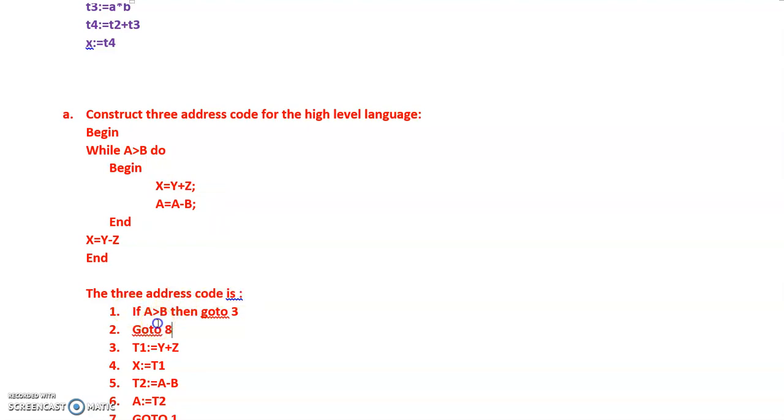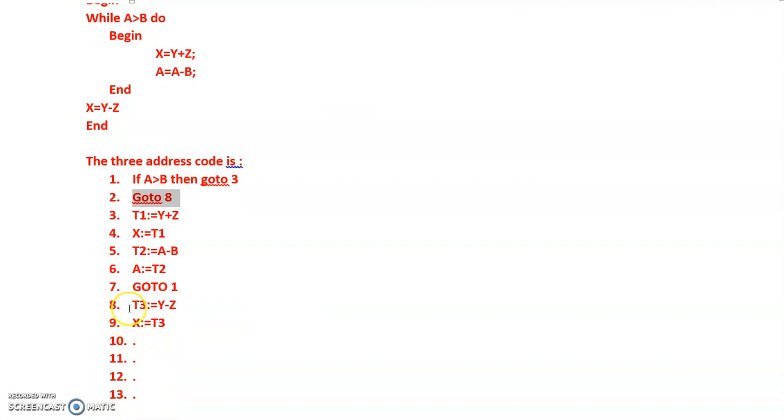If this condition fails, go to 8. In the 8th statement I'm going to be representing x is equal to y minus z. After that while block, whatever statement I'm going to be executing, that line number I'm going to be representing. This is line number 8, which I'm going to call once this condition is failed. Suppose if this condition is true, then go to 3.